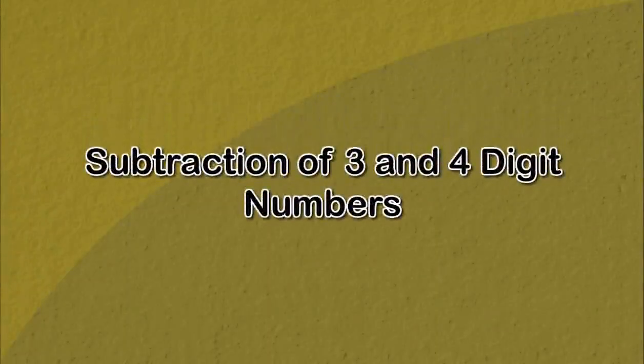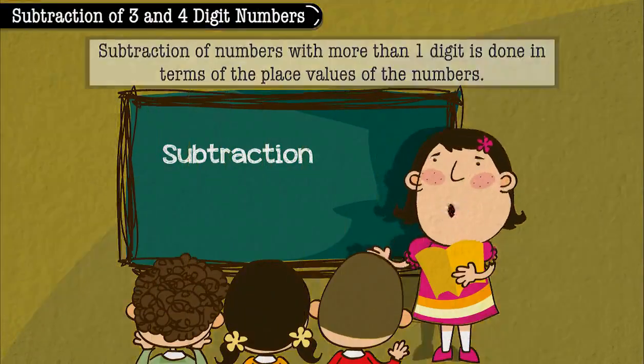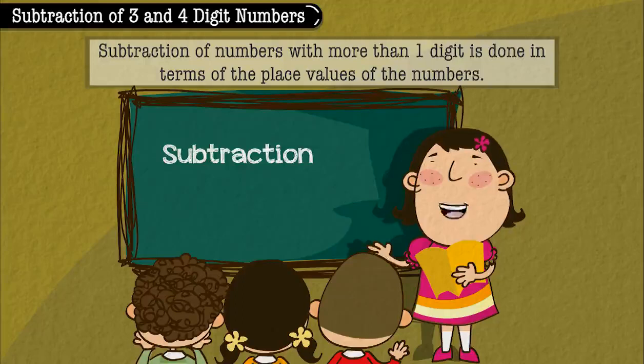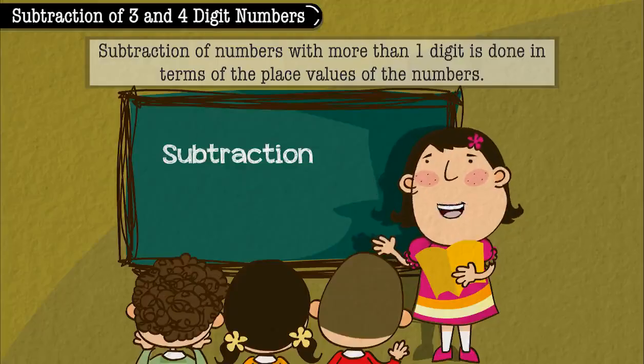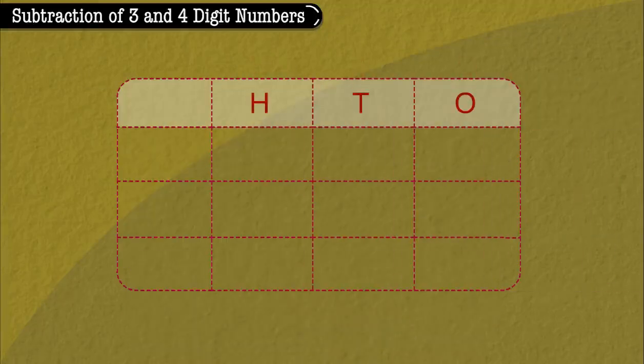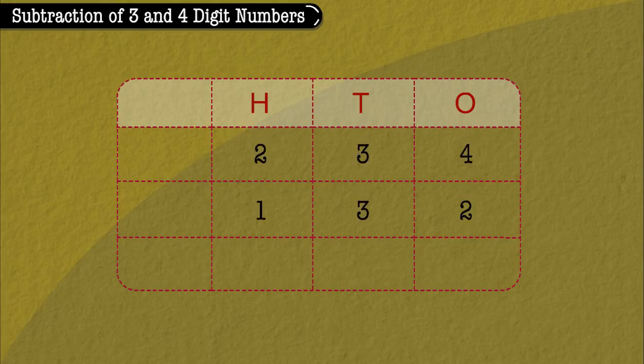Subtraction of 3 and 4-digit numbers. Subtraction of numbers with more than one digit is done in terms of the place values of the numbers. For example, if we have two 3-digit numbers, 234 and 132, when subtracted, we get 102. Here, numbers are subtracted in terms of the place values. This is subtraction without regrouping.